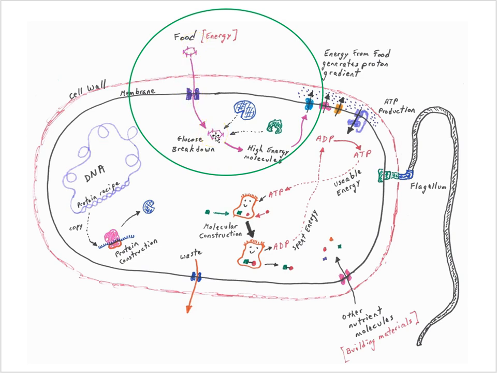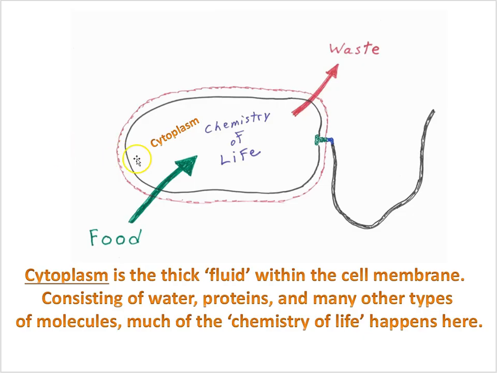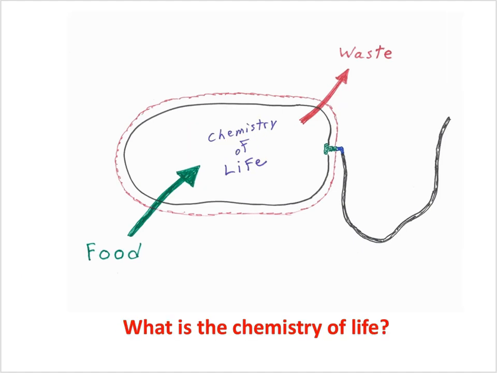The food is going to be a source of energy and building materials. We'll focus on the energy first. First of all, we need to identify where all this is happening. The chemistry of life is going to be happening in the cytoplasm of the cell, and that's a thick fluid, mostly water, but with lots of other molecules dissolved in the water, proteins and many other types of molecules. And this is where the chemistry of life occurs.